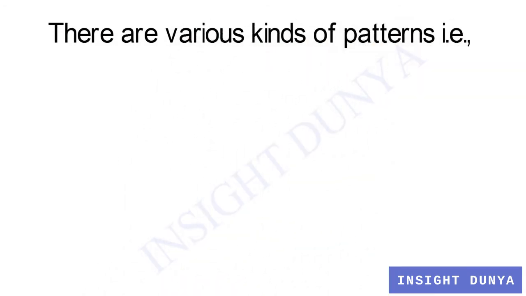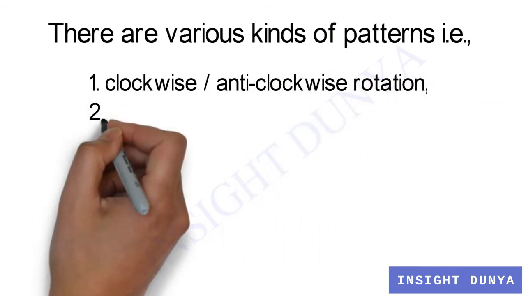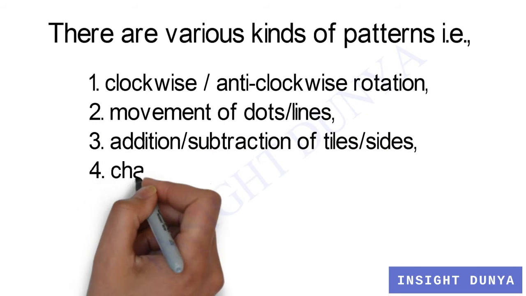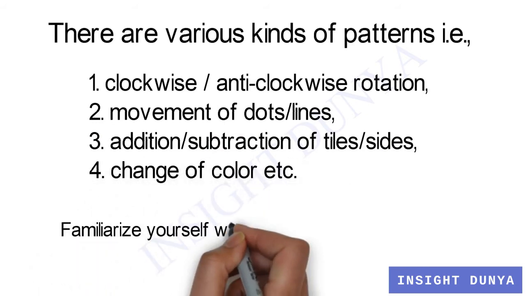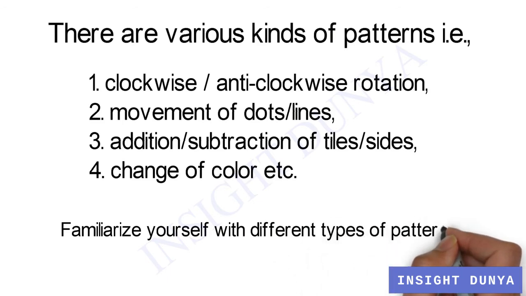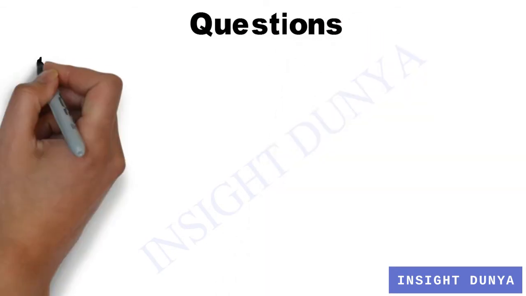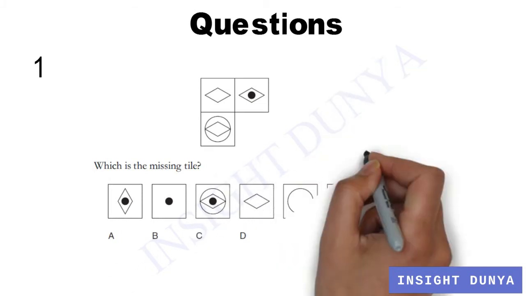The patterns or relationships may be clockwise or anti-clockwise rotation, movement of tiles, movement of dots, movement of lines, change of colors, addition or subtraction of sides, dots, etc. Now we are going to solve 8 unique pattern questions so that you learn to solve different kinds of questions. Here is the first question.